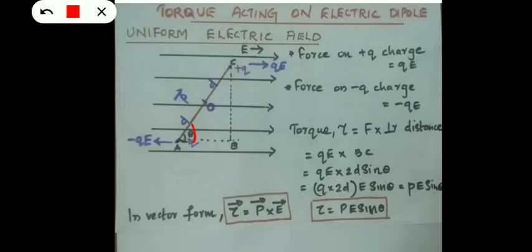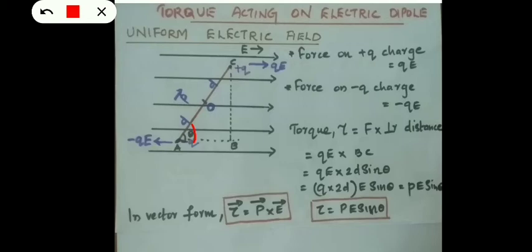So these two equal and opposite forces constitute a couple, and the moment of this couple forms torque. So whenever torque comes, yes, rotational motion starts. So the dipole starts to rotate when it is placed in a uniform electric field, and it will rotate till it is parallel to the electric field.